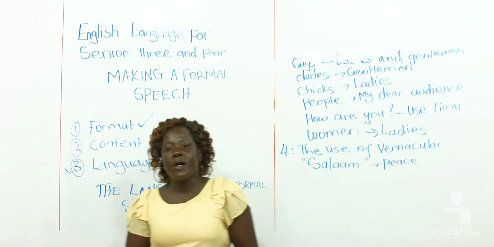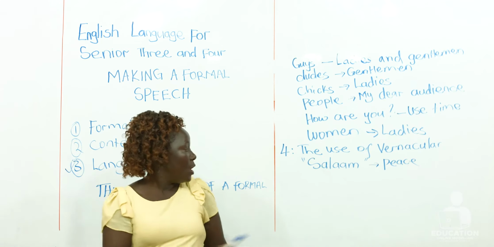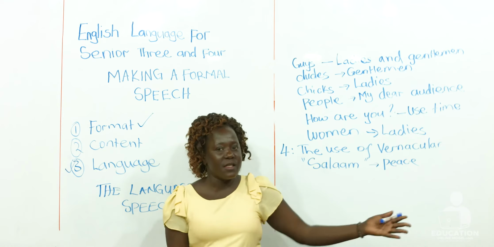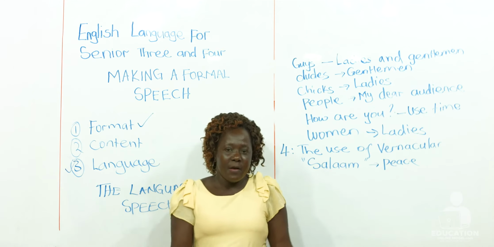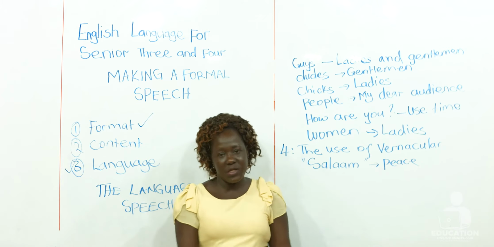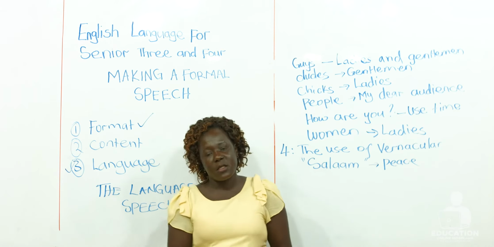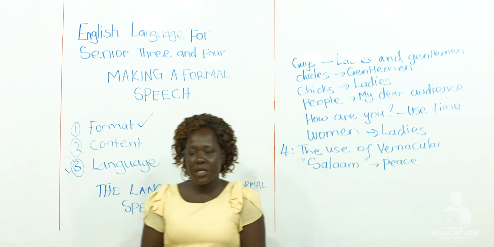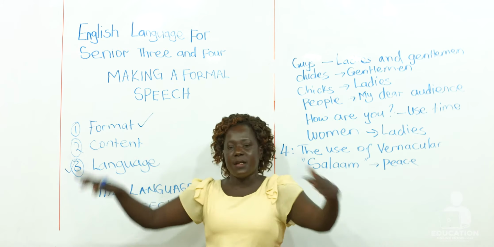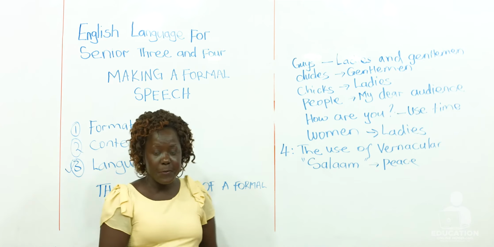But I want now to discourage you, my dear Senior 3 and 4. If you will not be able to interpret the vernacular, don't use it. Avoid it. Just write it in English and say, today we want to work for peace. That is all. Don't bother yourself with salam, this and that, any other foreign word. Just say Asante Sana, even when you don't know the meaning, and even the listeners, they don't know. That was our number 4.